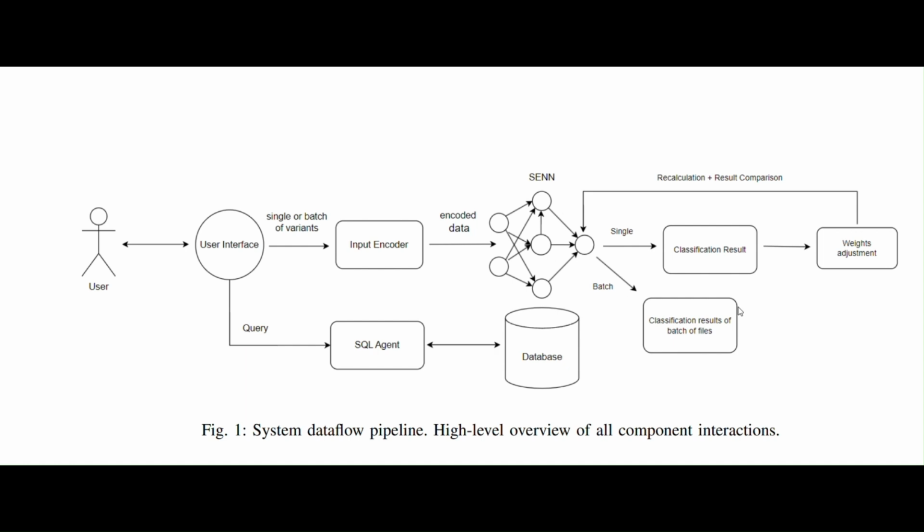The second component is the SQL agent. While knowing whether a variant is classified as benign or pathogenic is useful, it does not provide the complete picture. Users often will have follow-up questions such as which diseases are associated with the variant, how frequently it appears in the dataset, or other relevant contextual information. The SQL agent addresses these problems by allowing the user to query the underlying database using natural language and retrieve additional insights about the variant.